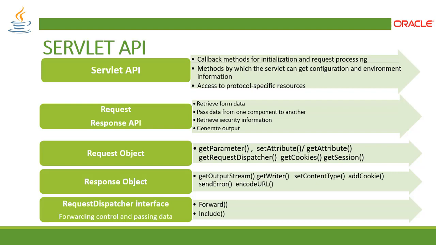Next, we have the request response API. That means these requests and responses, which we get from the client or browser, basically carry some information. So communication is very important in this case from web server to web client and vice versa, because retrieving form data, passing data from one component to another, retrieving security information, and generating output are all very important to be maintained accurately and efficiently. This is why servlet is important.